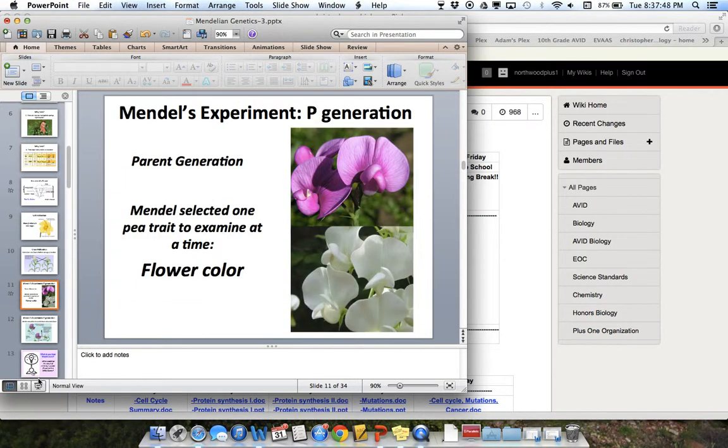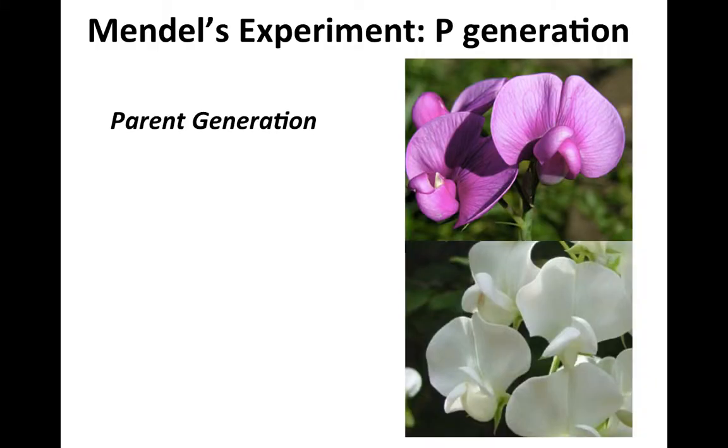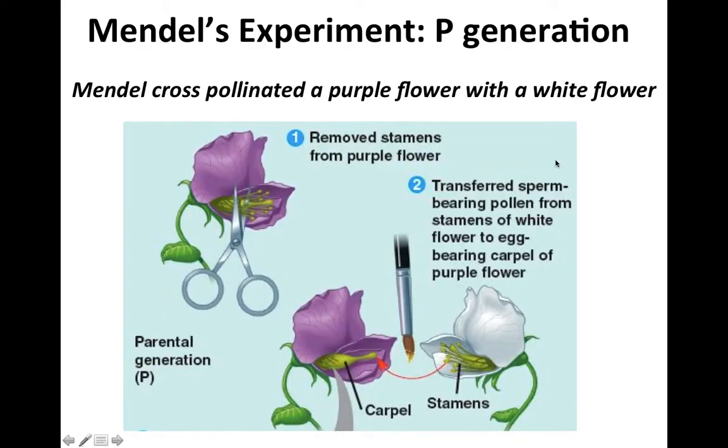All right, so he started off with the P generation, which is the parent generation. So he started off with a purple flower and a white flower. And what he did is basically he cross pollinated them. Now, cross pollination is kind of a weird thing, okay? Basically, what he did is that he chopped off the male parts, sorry, gentlemen, to one flower, okay?